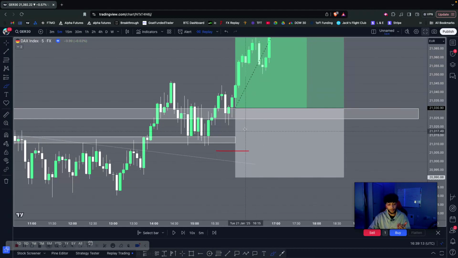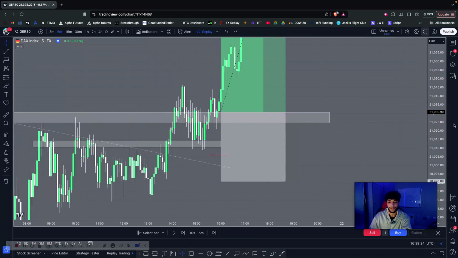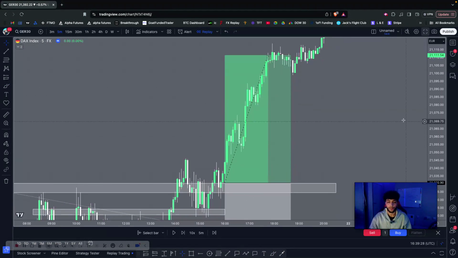So if it did want to come down further and take out these structural lows like a little liquidity grab, then I could have still been safe and I could have remained in the position. As you can see, price literally went into no drawdown at all. It was essentially a sniper entry, and we just had a nice little uptrend to the upside.